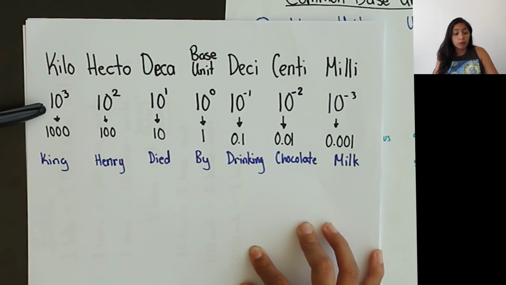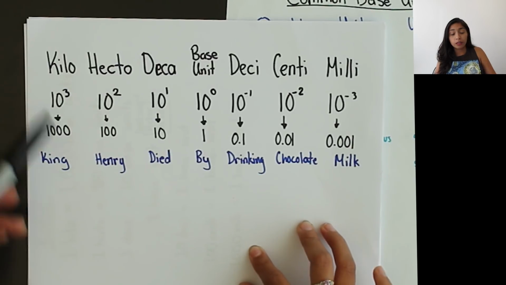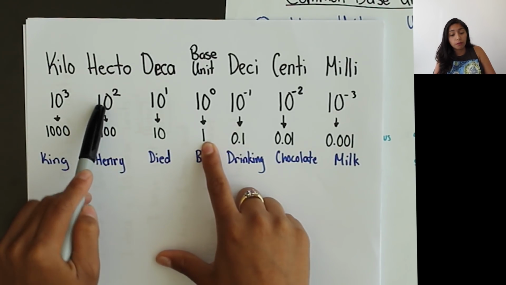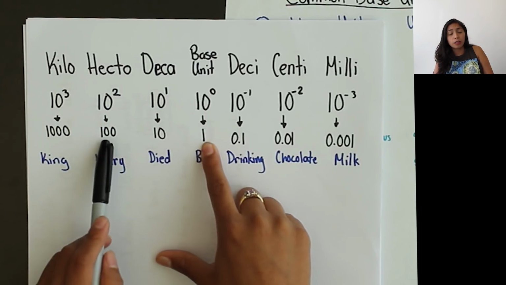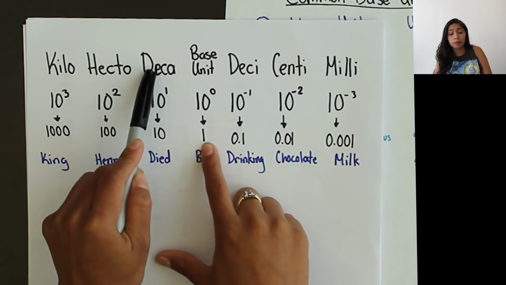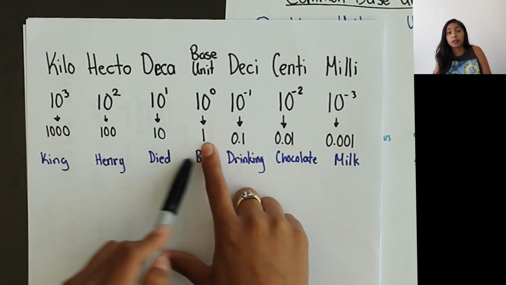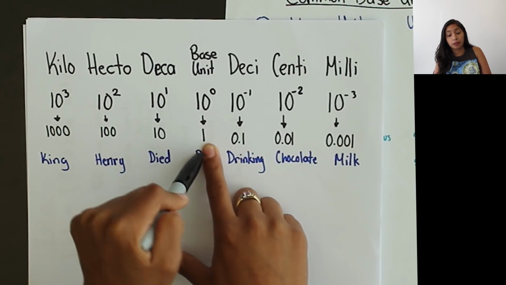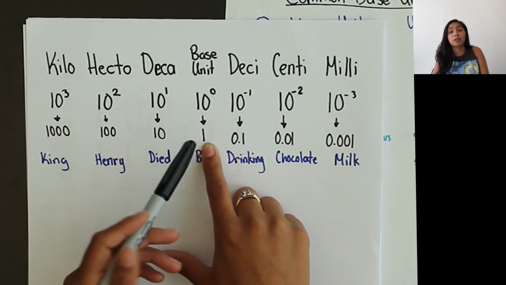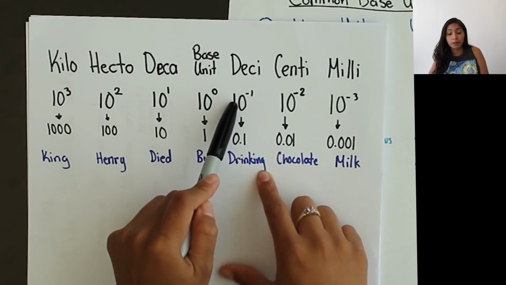10 to the 3rd, if you multiply 10 times 10 times 10, so 10 3 times, you get 1,000. A kilo is 1,000 times bigger than the base unit. Hecto, 10 to the 2, 10 times 10 is 100. A hecto is 100 times bigger than the base unit. Deca, 10 to the 1 is 10, so it's 10 times bigger than the base unit. The base unit is 10 to the 0 because 10 to the 0 is just 1.